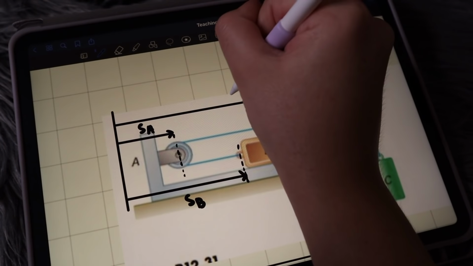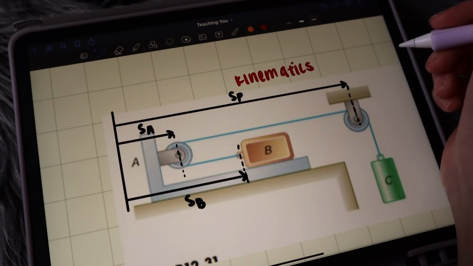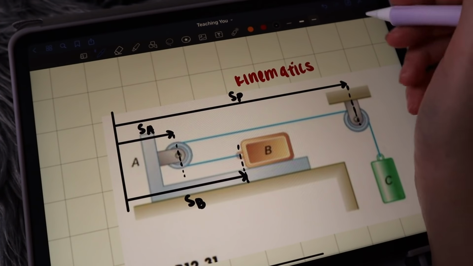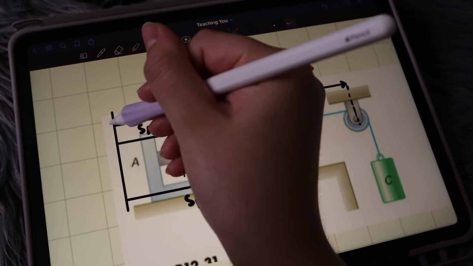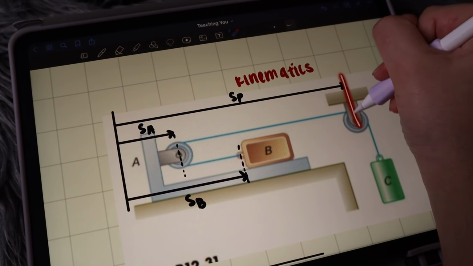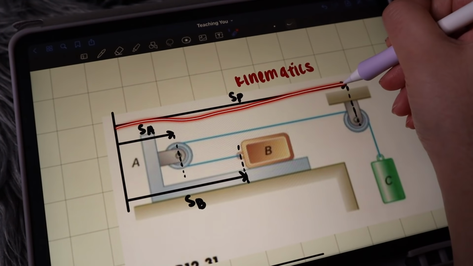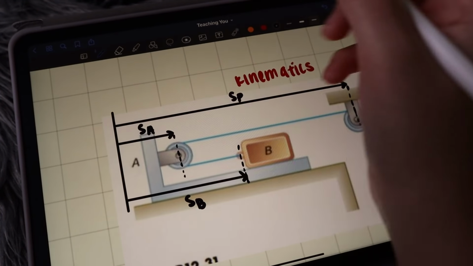Usually for fixed lengths, we use the letter P, so I'm just going to call that SP. And I say that this is a fixed length because we're saying that this here is fixed, and this point is also fixed over here. So this length right here, or that distance, does not change.